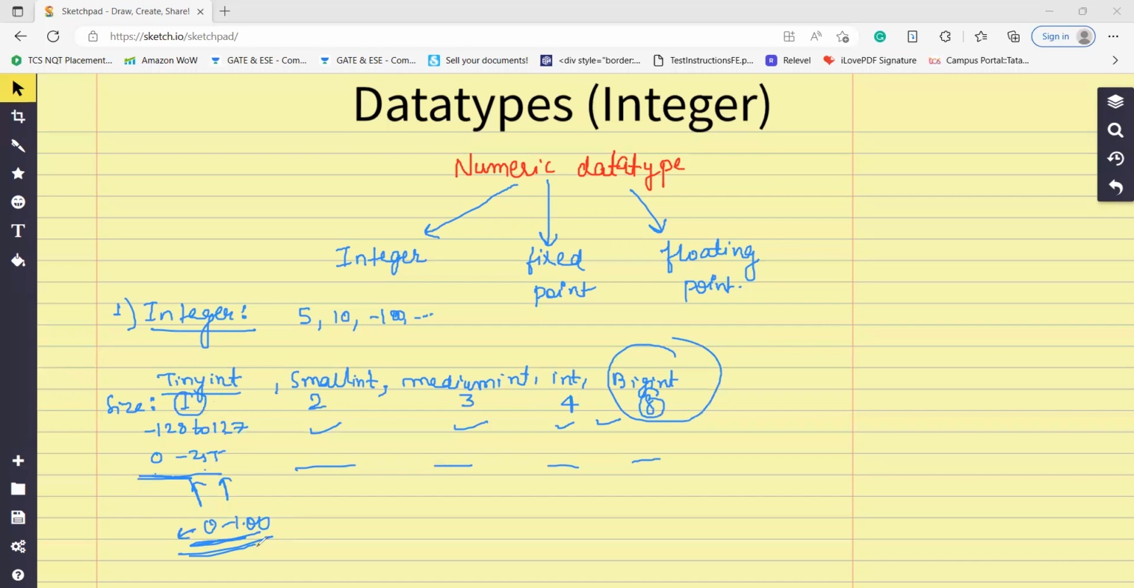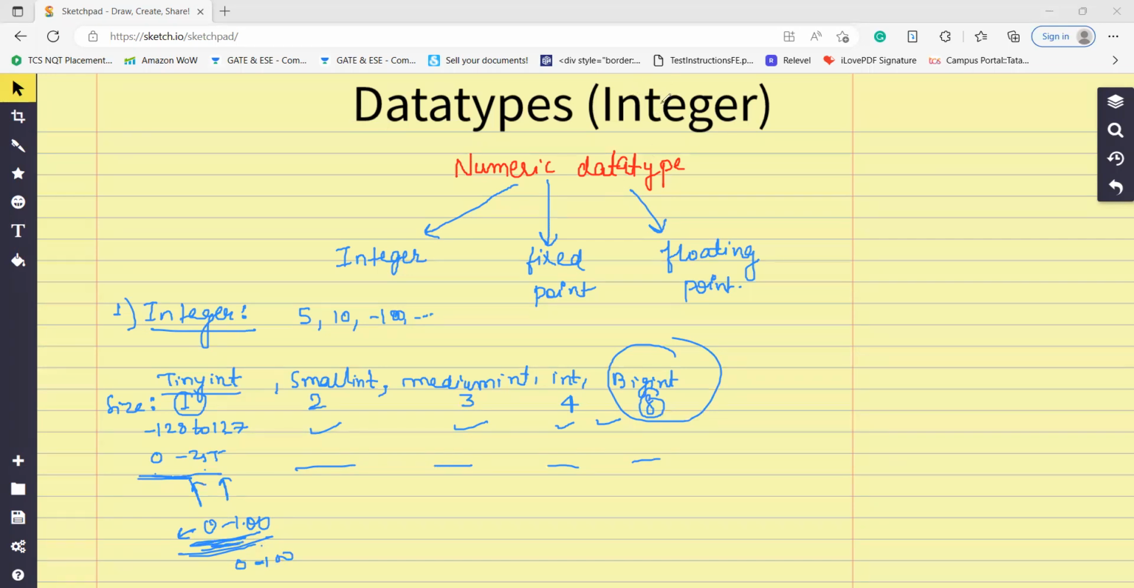Let's say, to give an example, you have to store a score, like your test score or exam score. In that case, we will be using tiny int, right? Because it will be in the range from 0 to 100, if the maximum marks are 100. So depending on the condition, we will be using different types of integer data type.